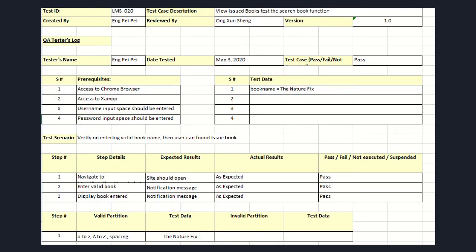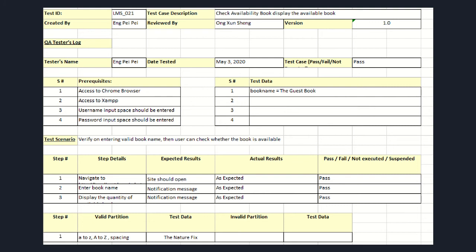Next is the view issue book test, the search book function. The user will navigate to the web page and then enter the valid book name, and the system will display the book entered. The expected result is the website should open and show the notification message for the book. The actual result is as expected. So the test case is passed.